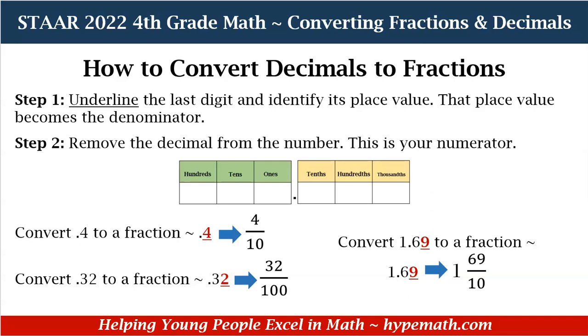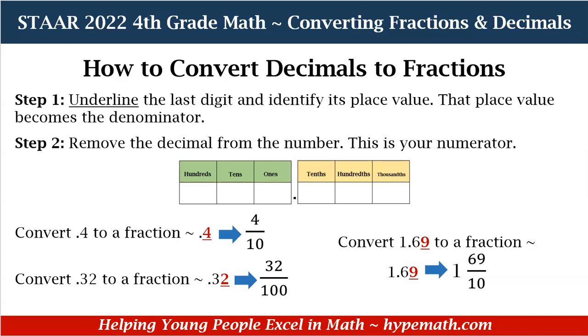We have convert 0.4 to a fraction. Step 1, we're going to underline the last digit. We have that 4. On the place value chart, you see that it would be in the tenths place. That will become our denominator. We're going to remove that decimal and our number becomes the numerator. So 4/10 is the fraction for 0.4.